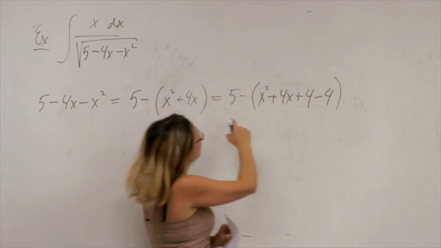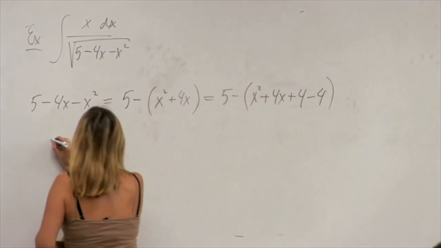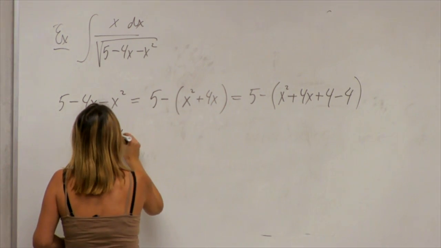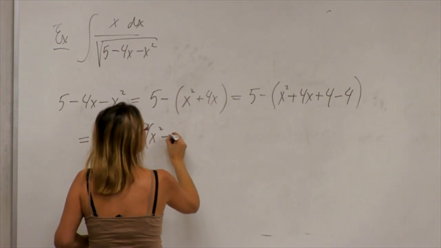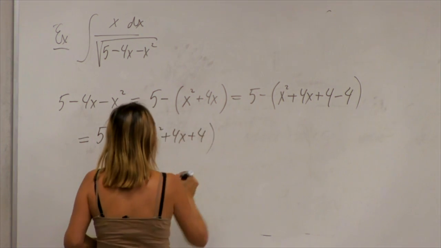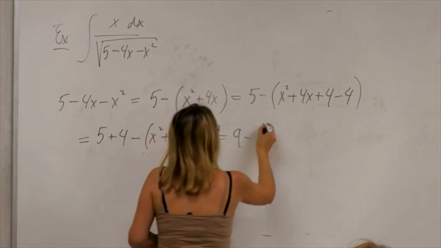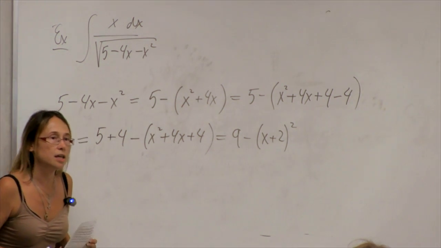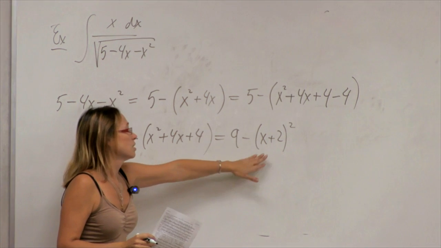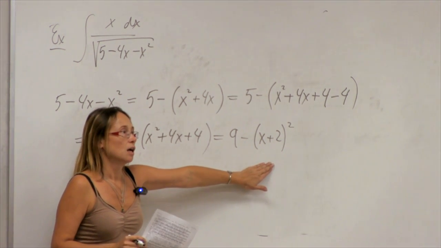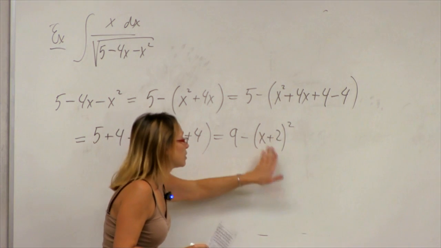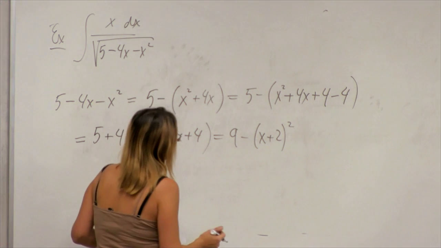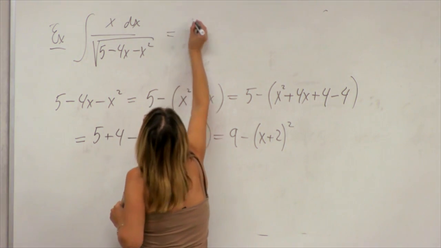I cannot change it. Okay, so next I have 5. Then this 4, I want to get rid of it, so it goes 5 plus 4. And I have in brackets a complete square. Or 9 minus x plus 2 squared. So the idea is to have a constant plus or minus a square of something that involves x. Or it could be the other way around. It could be a square of x minus a constant. So it has to match one of those patterns. So now let's write it like this.